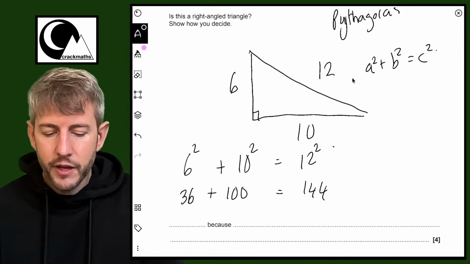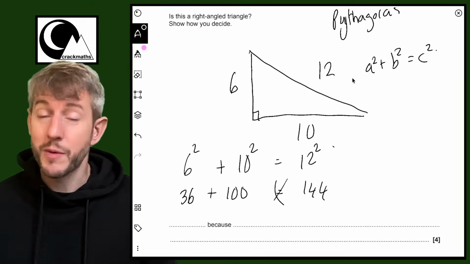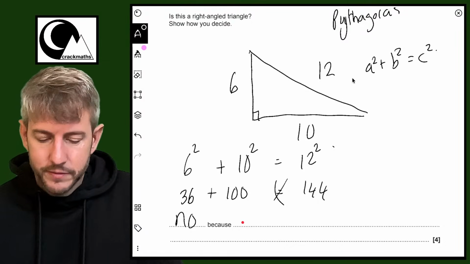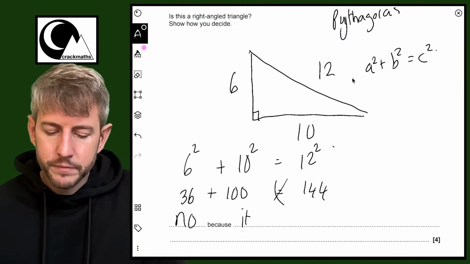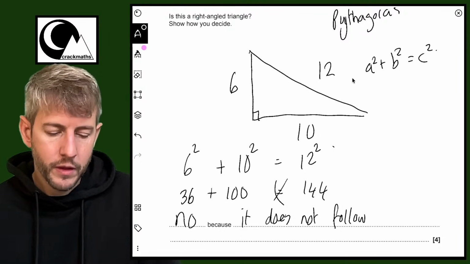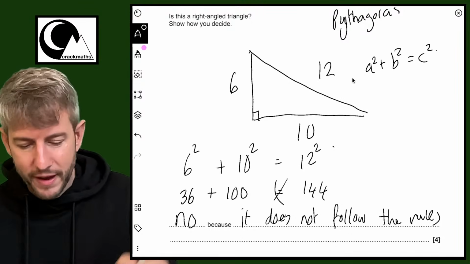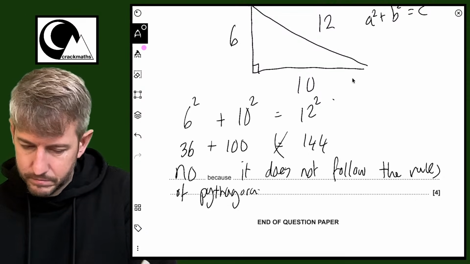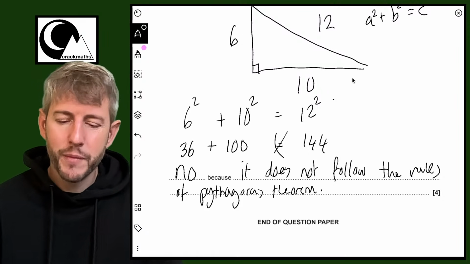Well, I can see that they are not equal, okay? So therefore, this cannot be a right-angled triangle. So actually, it's not a right-angled triangle at all. So we're going to say no, because it does not follow the rules of Pythagoras' theorem. Okay, and we can see that there from the working out.